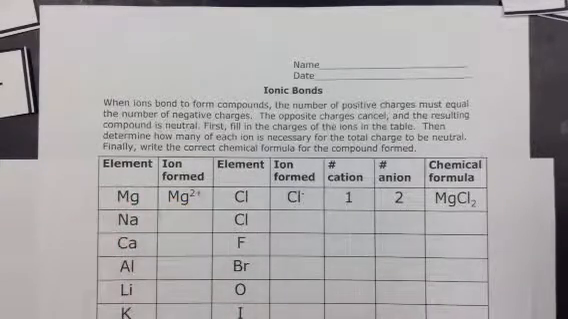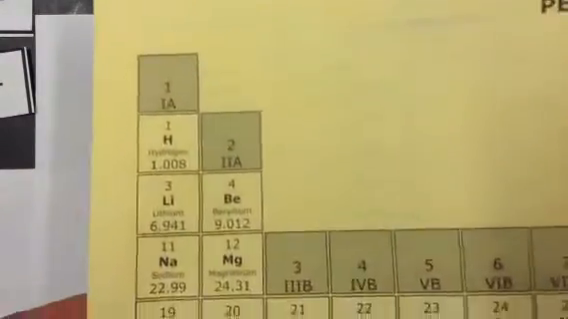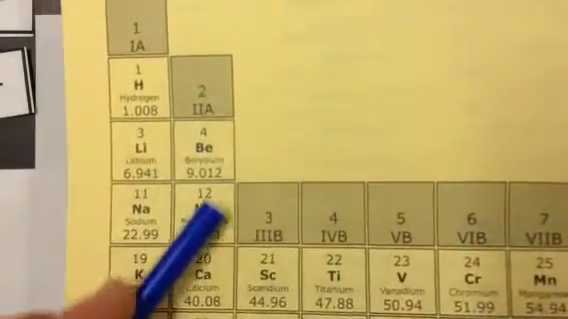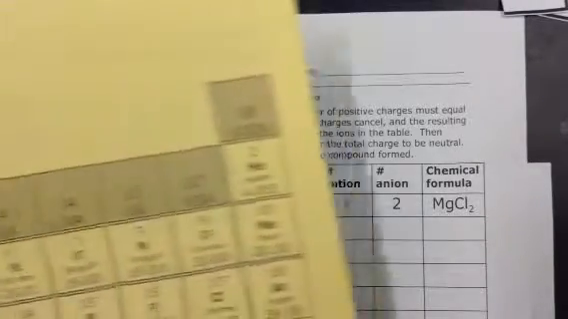Well, magnesium, we know magnesium is in group 2. It has 2 valence electrons. It will want to give away 2 electrons, so in the end it will have a positive 2 charge. It will have 2 more protons than electrons because it gave away electrons.